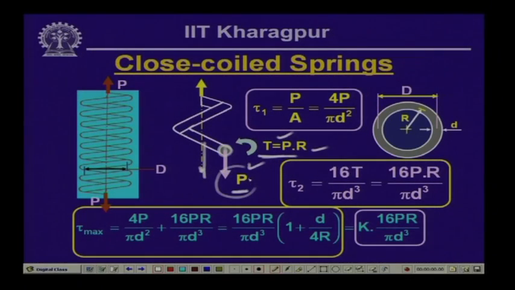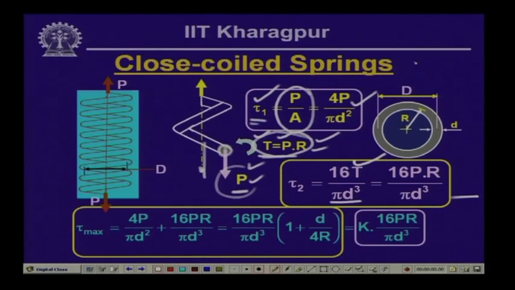Now, these two forces, P and this twisting moment, introduce stresses in the spring wire, and these stresses are tau 1, which is P by A, the direct shearing stress because of the shearing force P, which equals 4P by pi d square, and because of this twisting moment T, which equals P times R, we get a shearing stress tau T, which equals 16T by pi d cube.